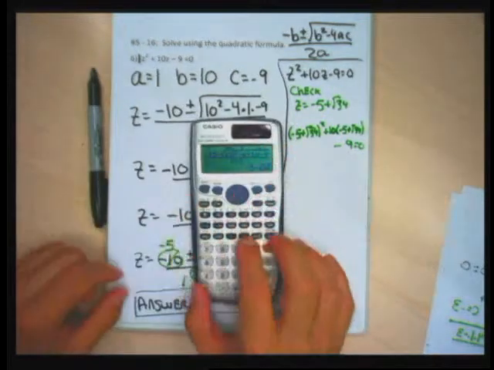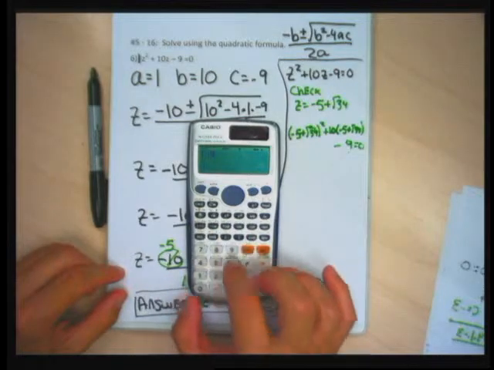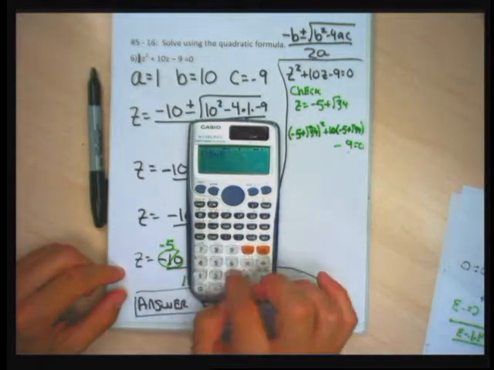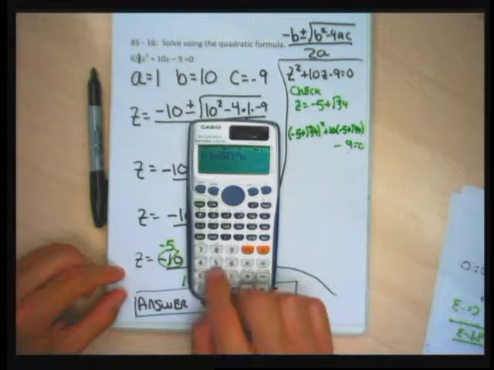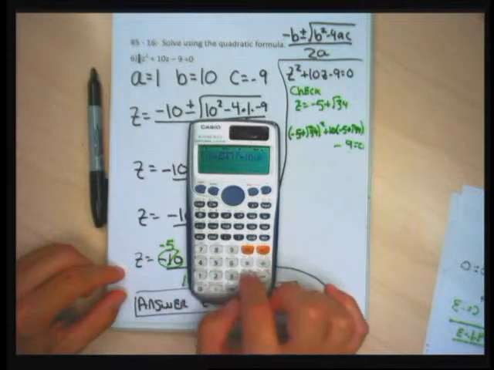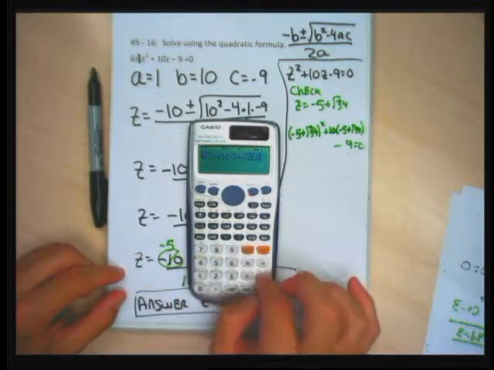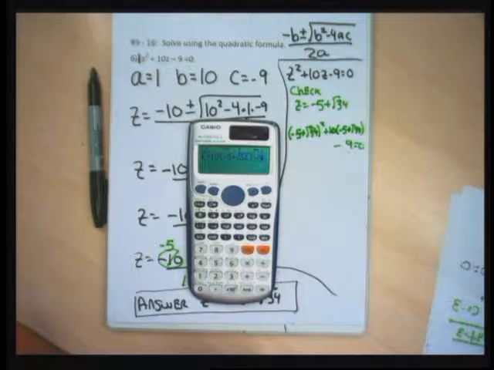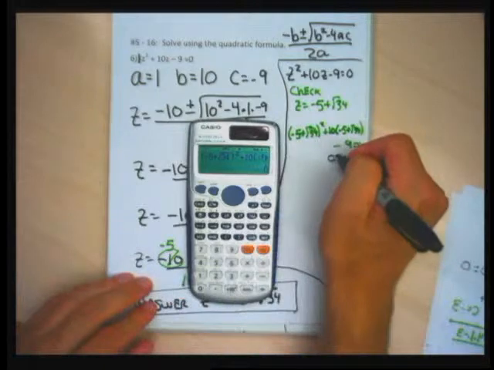So I'm going to enter this mess. So I'm going to go parentheses -5 plus square root of 34 squared plus 10 times -5 plus the square root of 34 minus 9. When I hit enter, if I get 0, I did perfect. So this gives me 0 equal to 0.